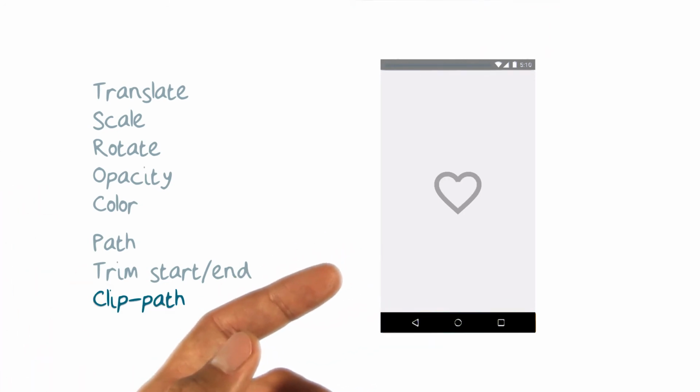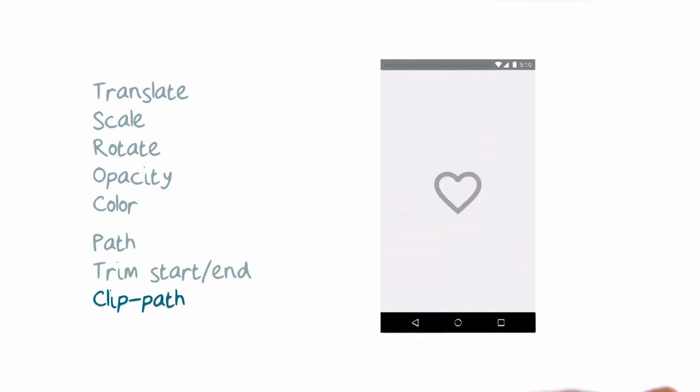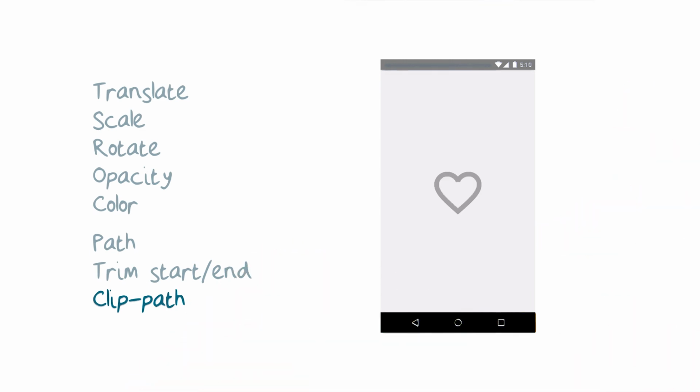So in this example, we have an outline heart, and then on top of that, a filled heart. By applying a clip region to the filled heart on top and animating it, we can produce this filling up and emptying effect. These were just a few examples of what you can do with animated vectors. They're a great opportunity to make your app feel alive.